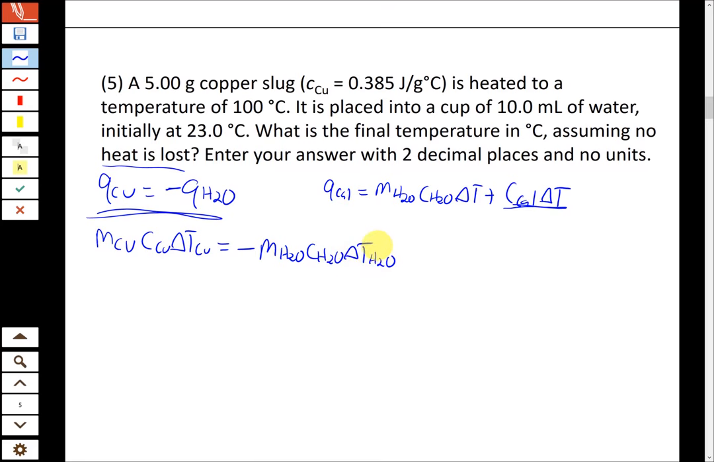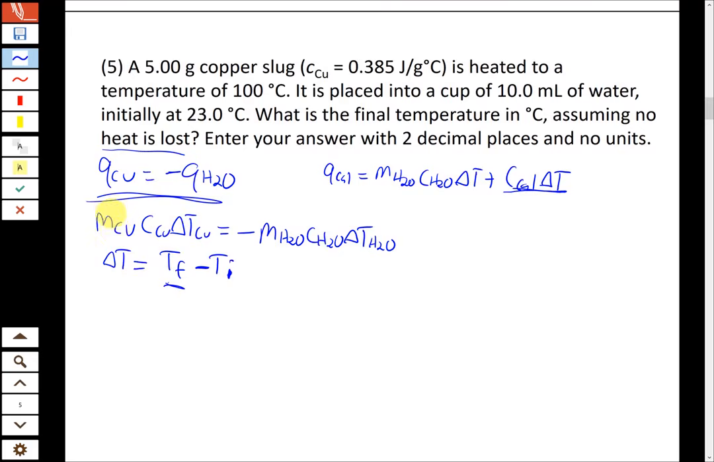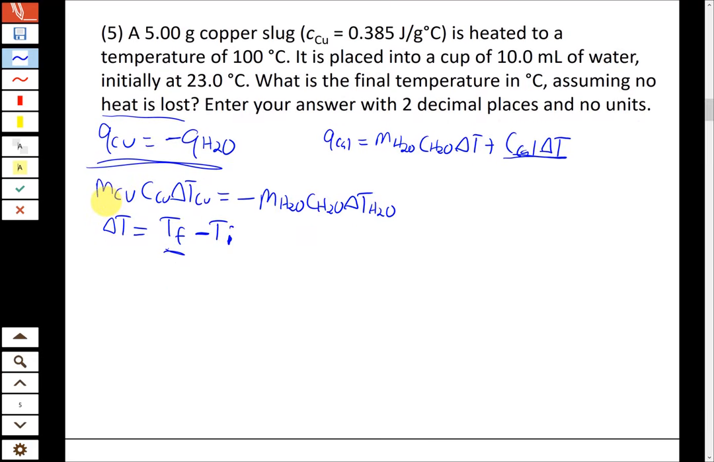And in these problems, what we're solving for here is final temperature, and we have to recognize that delta T for both substances is equal to, again, delta always means final minus initial. So it's final temperature minus initial temperature, and we're going to solve for that as our unknown. So from here, it's just going to be an algebra problem. So we're going to start putting numbers in and find out where our unknowns are.